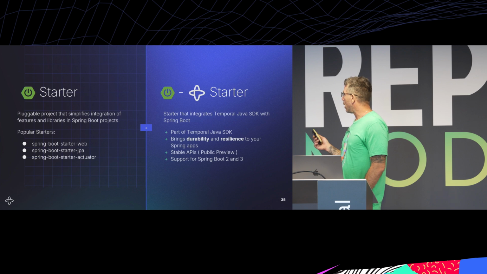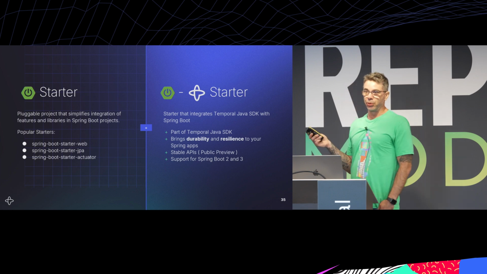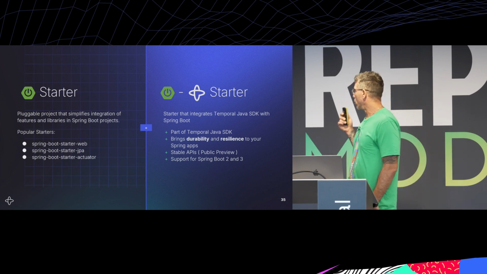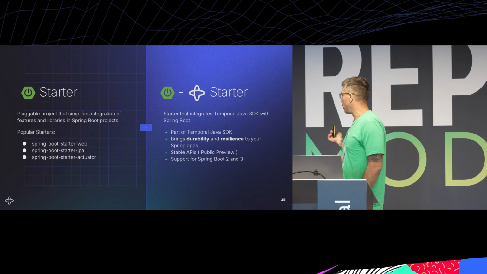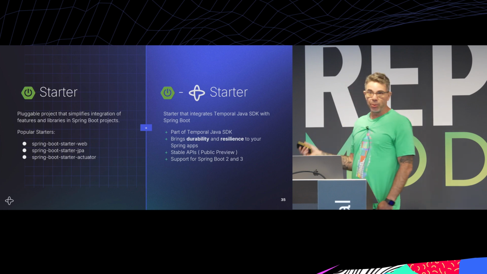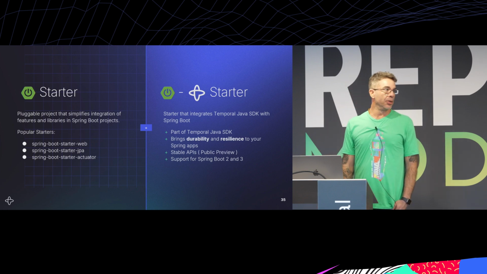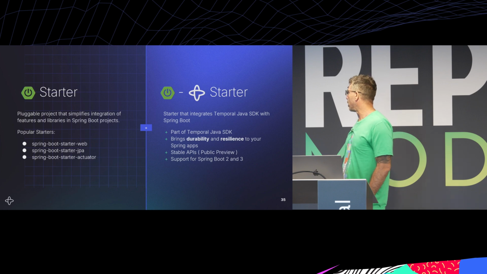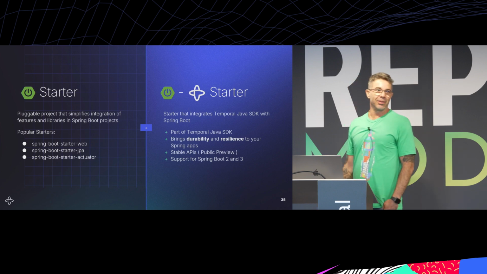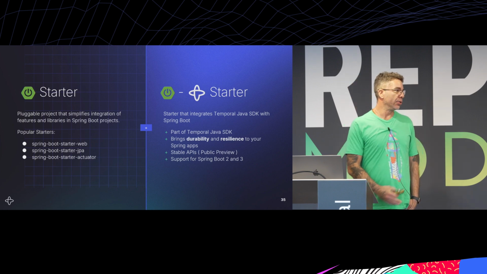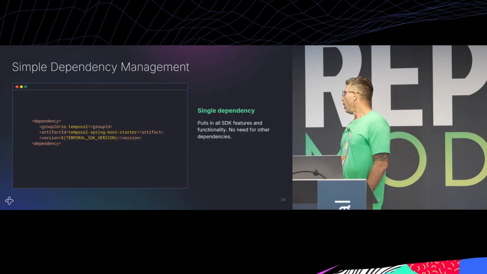The Temporal Spring Boot starter is part of the Java SDK, and it allows us to integrate with Spring Boot fairly easily. So it brings durability and resilience to Spring apps. It is stable now. It used to be alpha for a while, but we went GA, so we have stable APIs now. It doesn't mean that the APIs will change, but we're adding to them all the time. And we do have support for both Spring Boot 2 and 3.